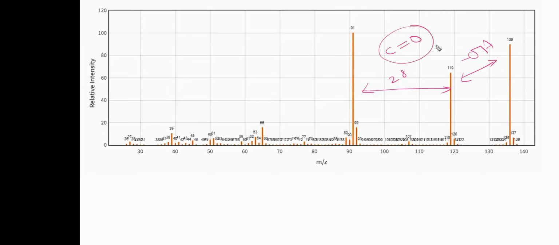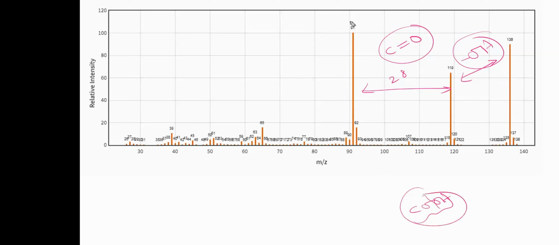So when you see a C double bond O, and when you see an OH, then you should think that it is possibly, not necessarily mandatorily, but possibly a carboxylic acid, okay? Because that together is 44, 45, and that is 17 and 28. Therefore, this could be a carboxylic acid, okay?